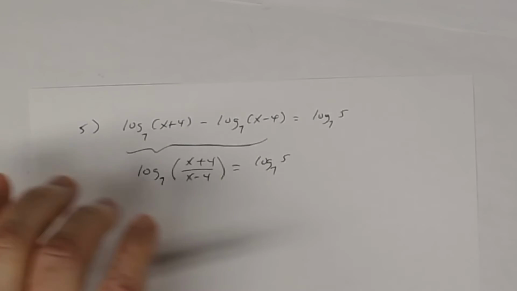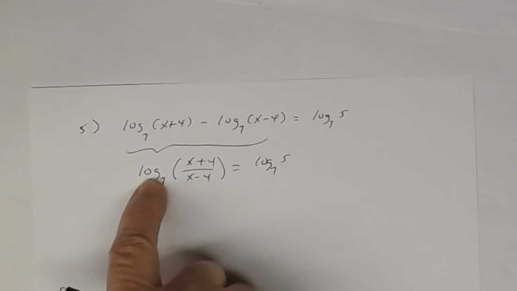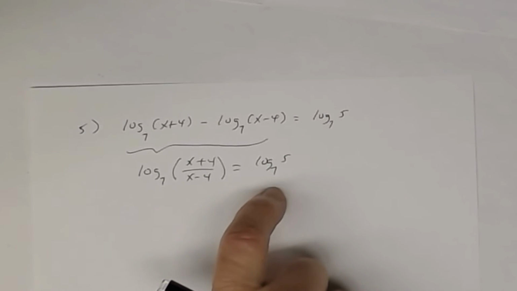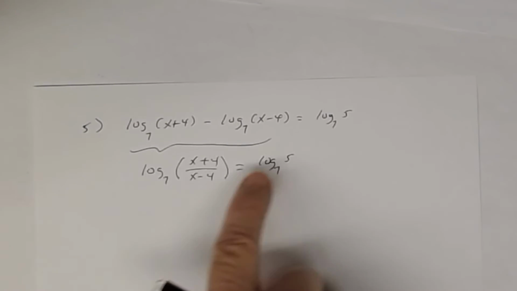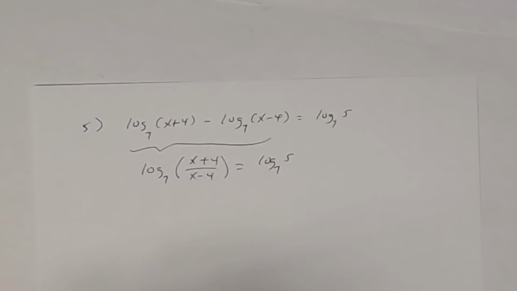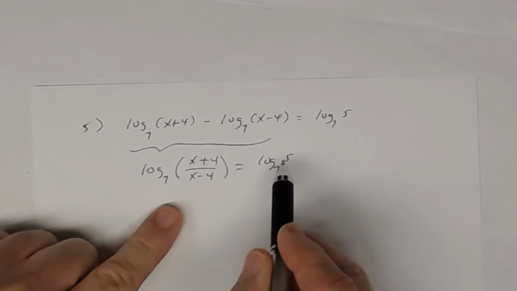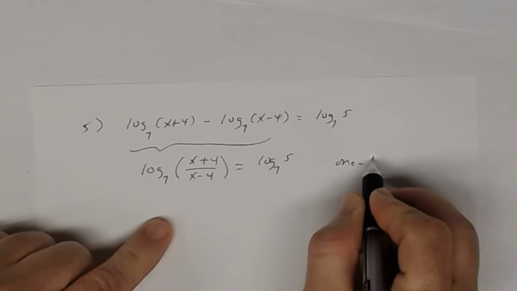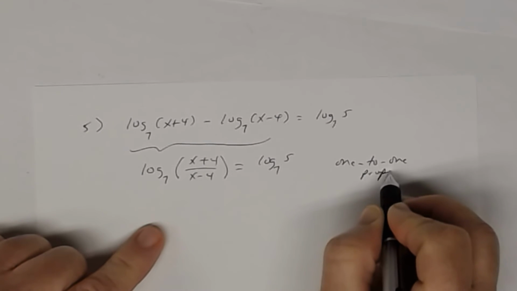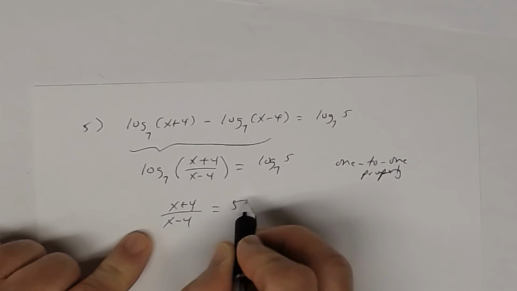And so remember, you have to know which property you're going to use now. You have the log of this with base 7 equal the log of 5 with base 7. So notice on both sides you have the log base 7. So right away I can use the one-to-one property. So when using the one-to-one property, I'm going to say x plus 4 divided by x minus 4 is equal to 5. So that's the one-to-one property I'm using. You need to see this. You need to understand that. One-to-one property. So x plus 4 divided by x minus 4 equals 5.